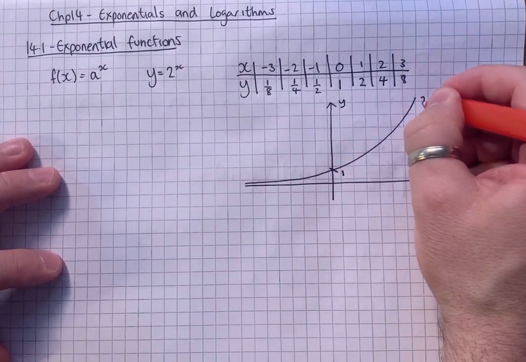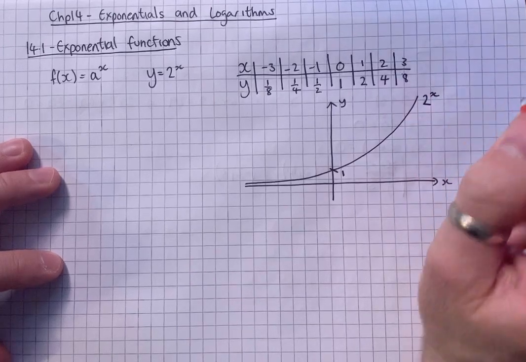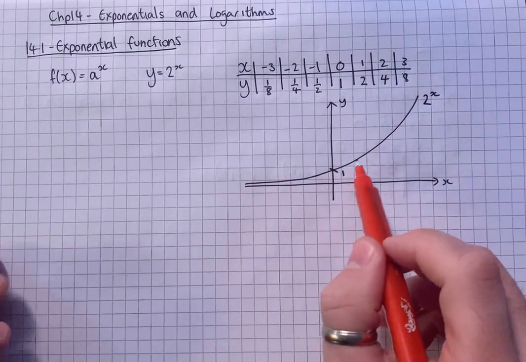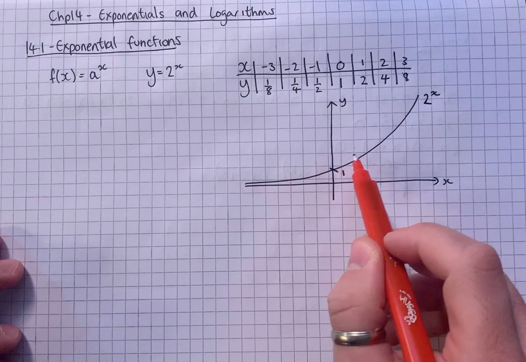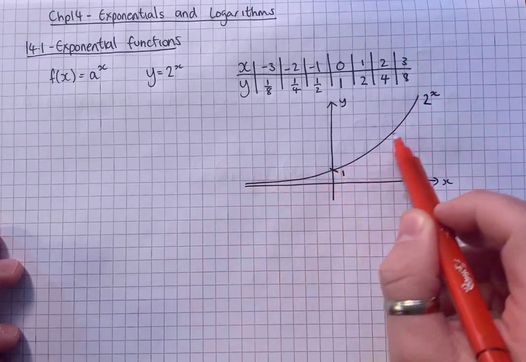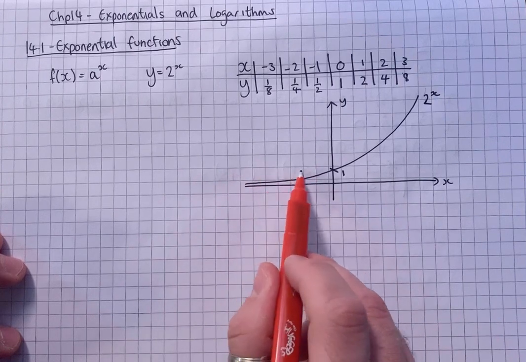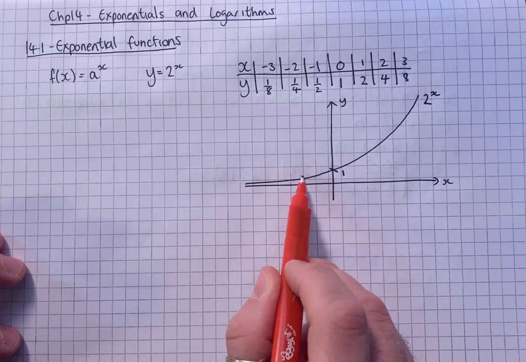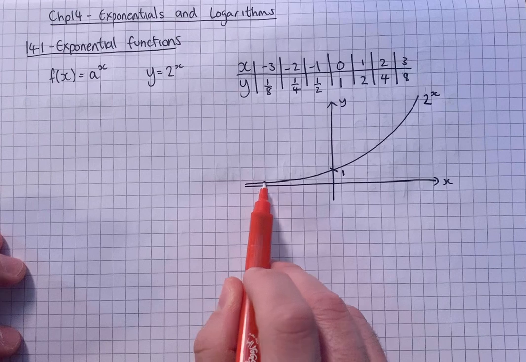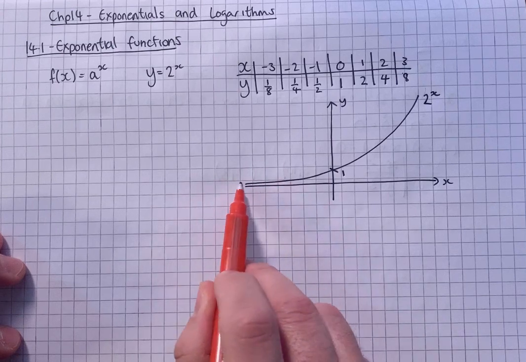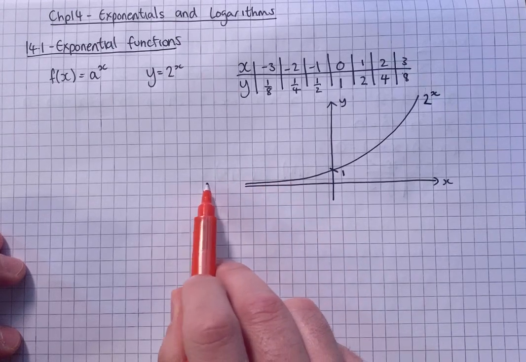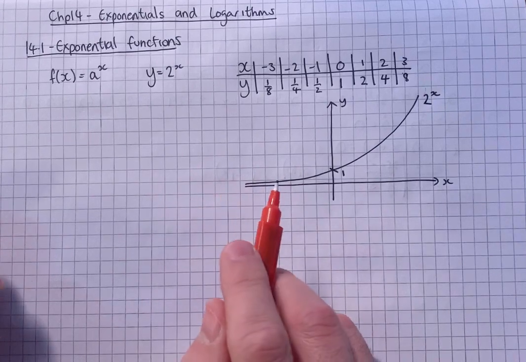Now, a graph of this type should be quite familiar to you because of COVID-19. It's one that shows exponential growth. This side, we say this is a horizontal asymptote. It's asymptotic to the negative x-axis. It never quite reaches the x-axis, but gets closer and closer and closer to it.